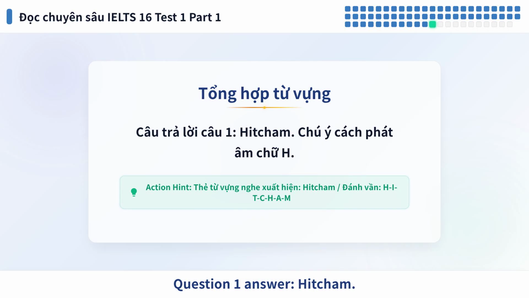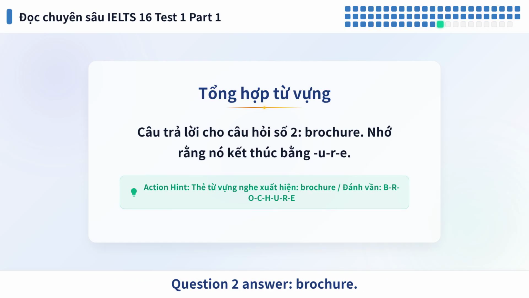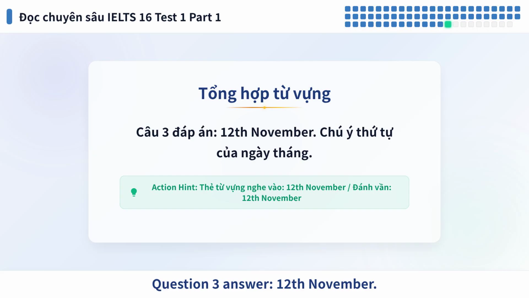Okay, now let's summarize the main tricks in this listening test. Correction trap: the recording first gives wrong information, then corrects it. For example, question 3. The speaker first says one date, then says, "sorry, it's another date." Remember these tricks so you won't be fooled next time.